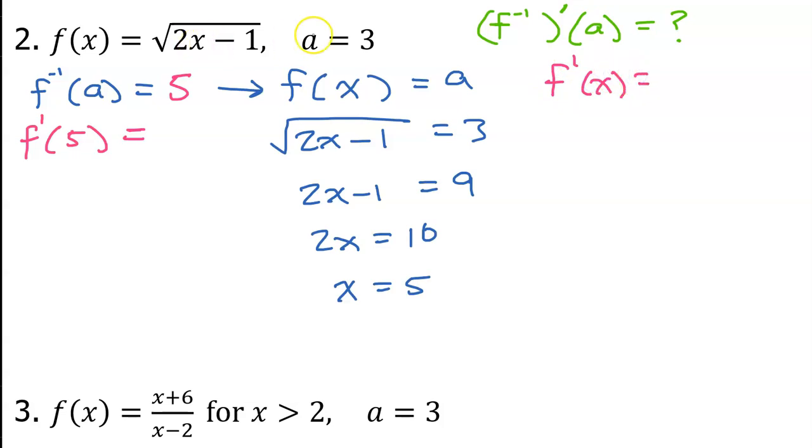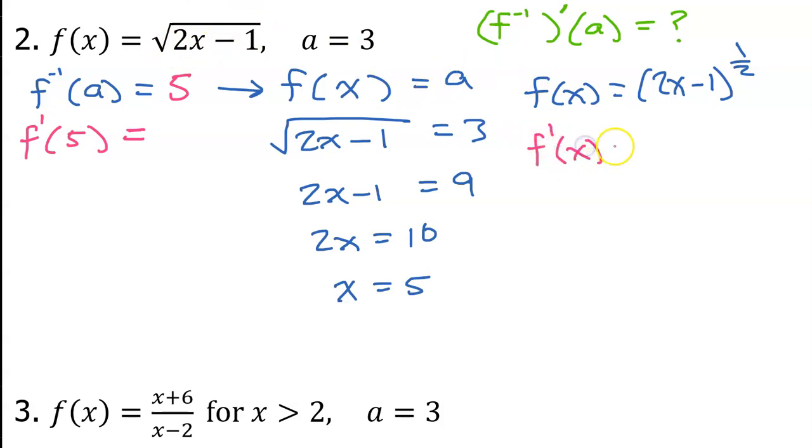So I'm going to rewrite this actually before I do f prime. I'm going to write f of x as 2x minus 1 to the 1/2 power. That's the same thing as the square root. Now I can find f prime using the chain rule.